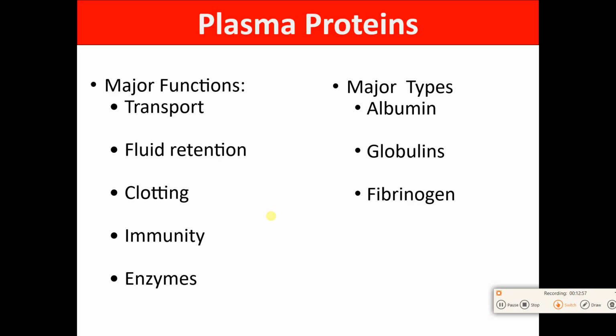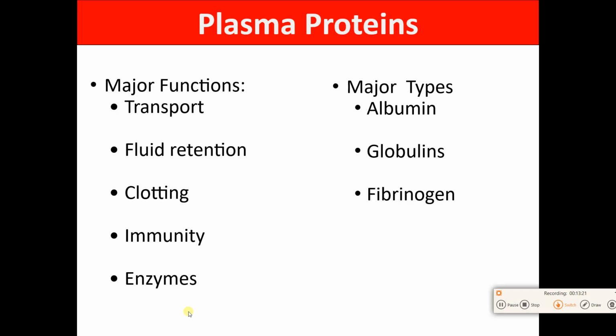Now, blood is also going to function in clotting, which is going to help make a patch for a broken blood vessel so we don't lose fluid. And of course, blood proteins are going to play a role in immunity and protecting us from pathogens. And blood proteins also act as enzymes, so they're catalyzing chemical reactions.